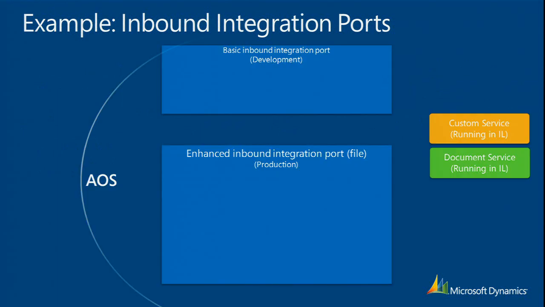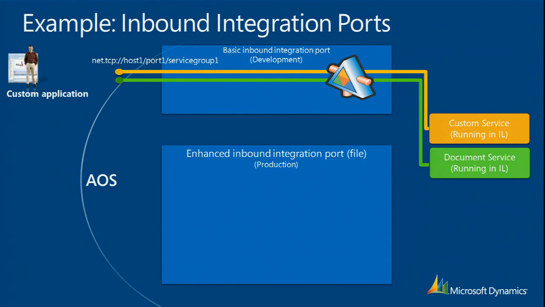So let's look at what integration ports look like conceptually at runtime. If you look at this picture, you have two services, a custom service and a document service. Both can be exposed through enhanced integration ports and through basic integration ports. And we have AOS. Let's assume that both services are first published through a basic integration port. So if you have a custom application that wants to send a request to the services, it would just go straight to the service, and the response would come straight back.